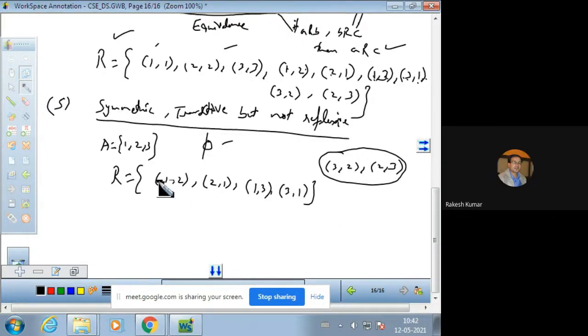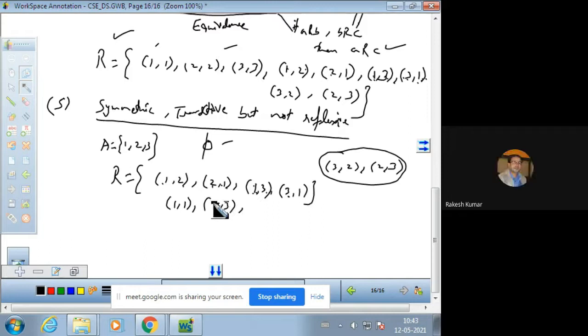सबसे पहले सिमेट्रिक (1,2) is there, then (2,1) is there. So (1,3) is there, then (3,1) is there. This is symmetric property. Talk about transitive. (2,1) is there and (1,3) is there, then (2,3) should be there. Now (1,3) is there, (3,1) is there, (1,1) should be there. So you can take. Now (1,2) is there, (2,1) is there, so (1,1) is there.